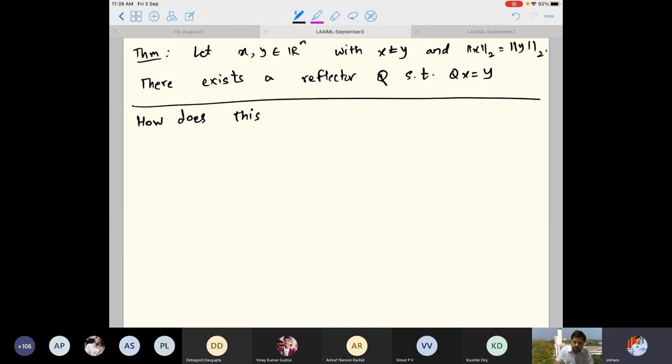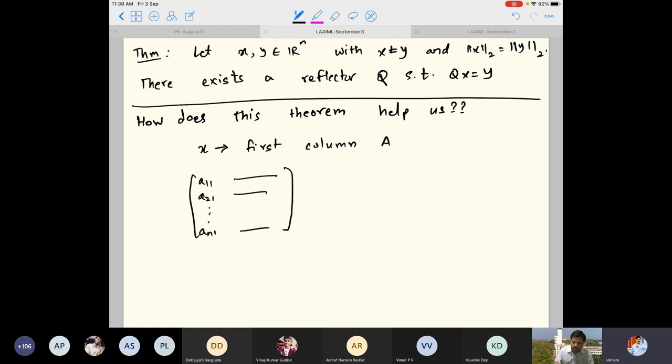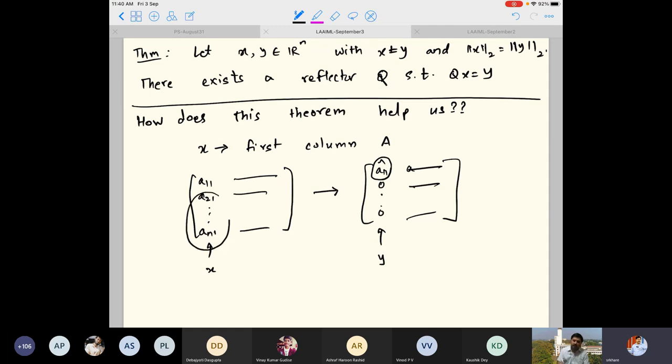How does this theorem help us? This x is the first column of A. Okay, this vector x is the first column of A. So this is like A11, A21 up to An1. And this A matrix, I really don't worry about it. What do I want? I want to build a reflector such that this A11 hat and all these zeros are here, right? And this matrix, whatever happens, I am not really concerned. So this vector is my y and this vector is my x. So if I choose this A11 hat, which is equal to norm of this vector x, okay, then I will be able to construct a reflector Q such that all these entries in one shot go to 0. That's how this theorem is really going to help us, right?